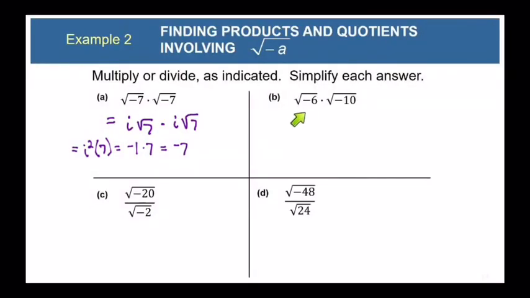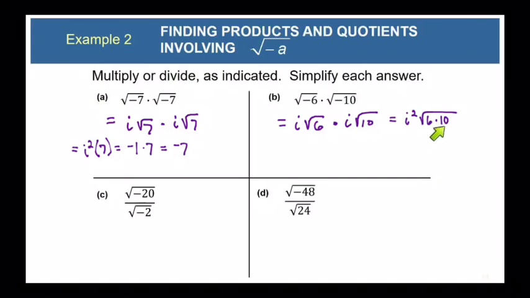And then we have here square root of negative 6 times square root of negative 10. First, simplify the radicals so that there are no negatives underneath. The square root of negative 1 again is i. And then that will give us i times i is i squared, and the square root of 6 times the square root of 10 is the square root of 60.